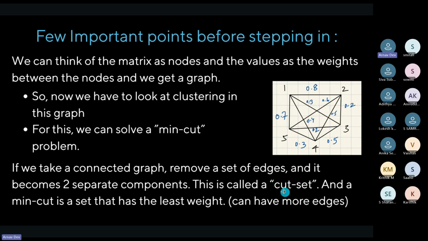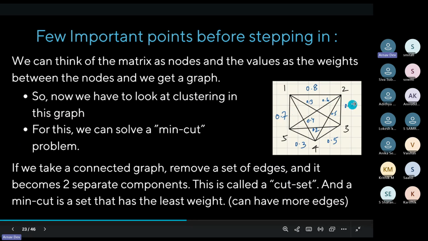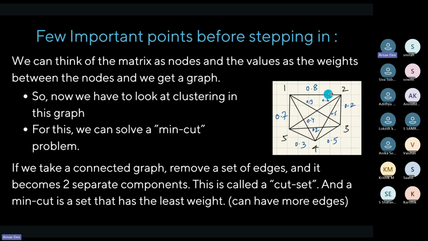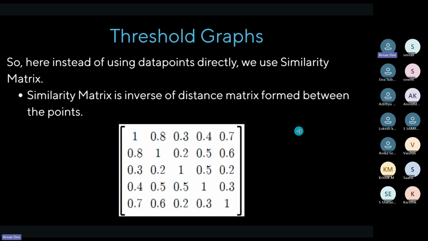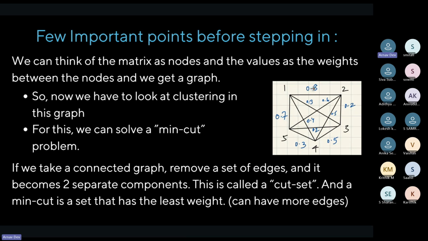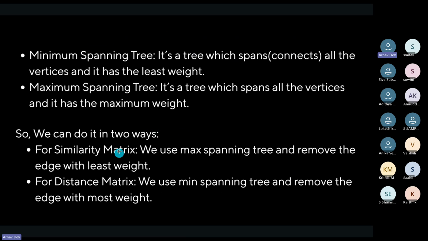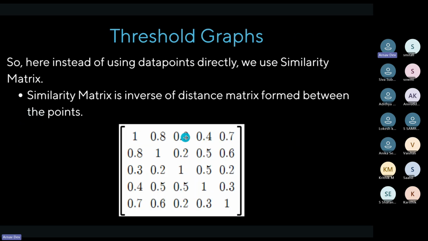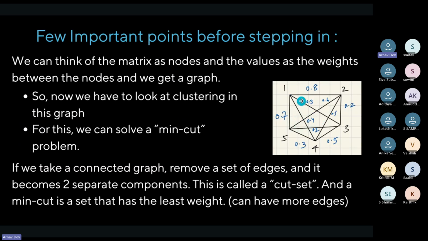Suppose we make five random points, say 1, 2, 3, 4, 5, and between 1 and 2, the similarity matrix tells that the similarity is 0.8. So you take this as the weight between them, 0.8. Between 1 and 3, it's 0.3, so you take the weight between them as 0.3. In this case, you can proceed with a graph and just look at it as nodes and weights between them.